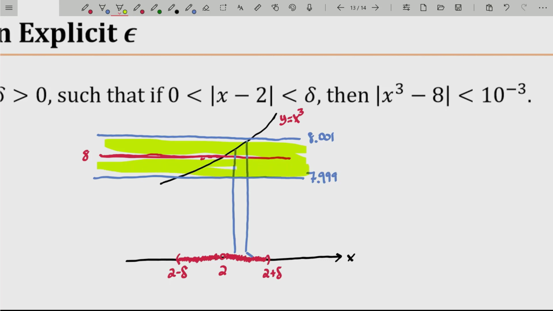And as you can see, the neighborhood that I've drawn out is not tight enough. So the delta there is just too large of a delta. The reason I say that is because if I grab this x value here and I map up to the corresponding y value on x cubed, you'll see that it lands outside. So again, that's our task.